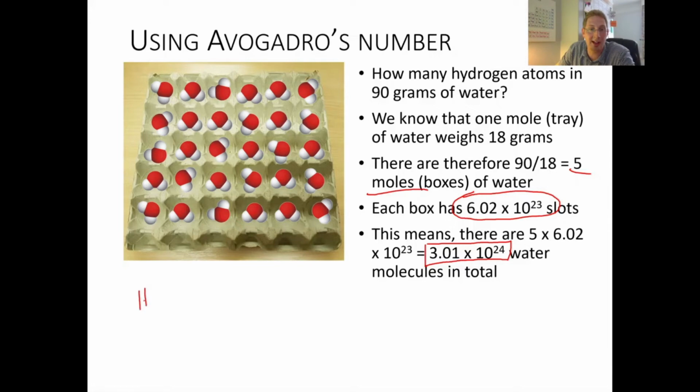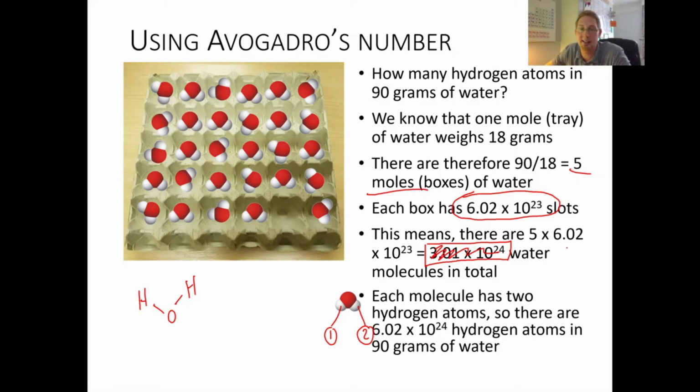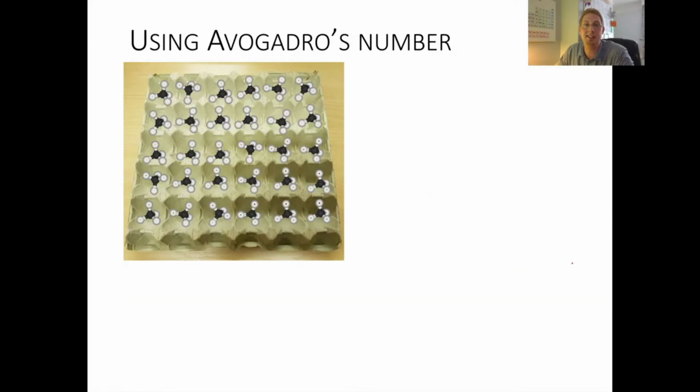So we've got that number of these in that 90 grams of water. But the question asks us how many hydrogen atoms are there? And so we need to look here and see that in every water molecule there are 1, 2 hydrogen atoms. So if we know that there are this number of water molecules, there must be twice that number of hydrogen atoms. Each molecule has 2 hydrogen atoms, so there are 6.02 times 10 to the 24 hydrogen atoms in 90 grams of water.